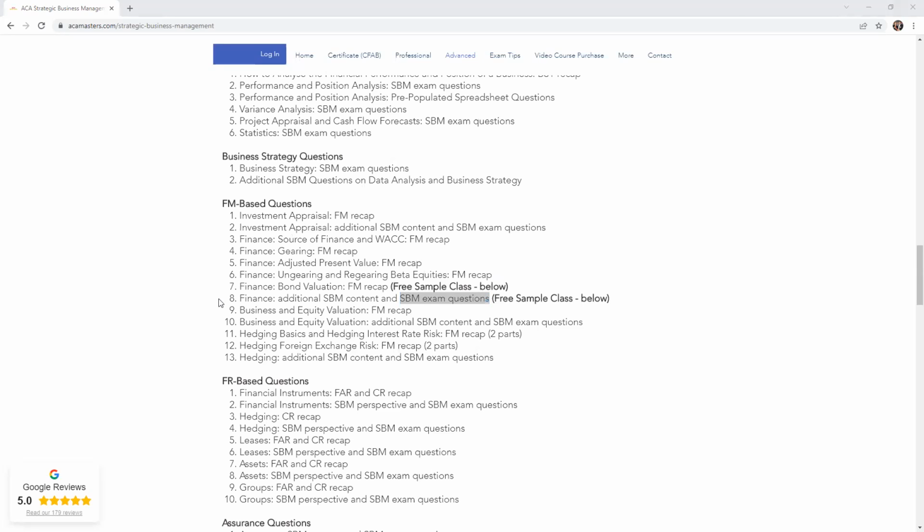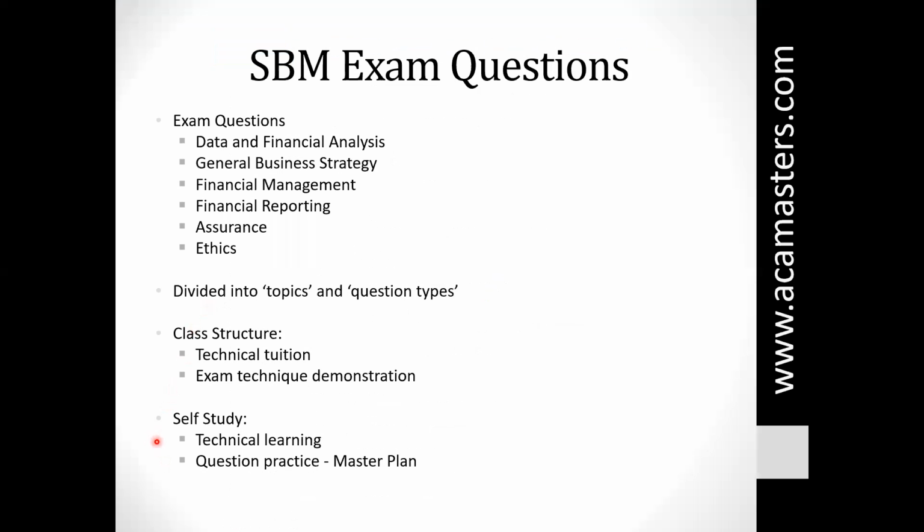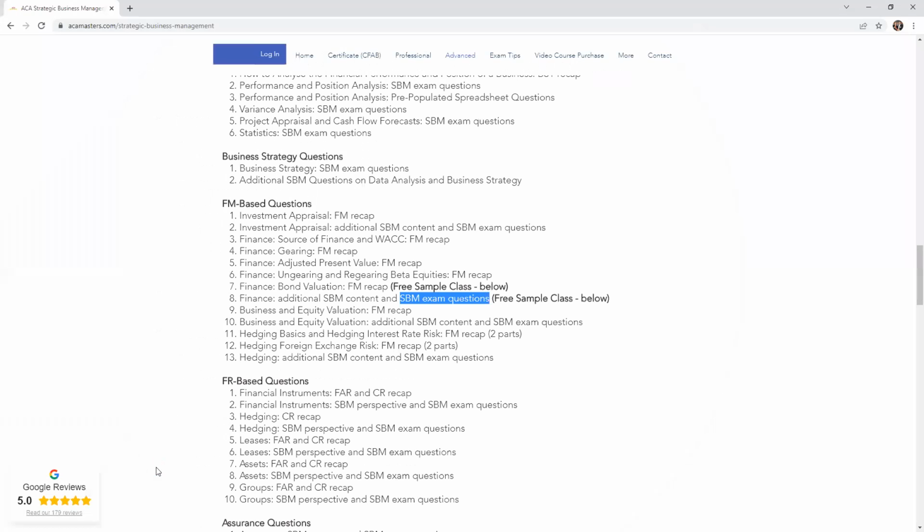You will then go away and practice the questions listed in the master plan so that you can practice that exam technique and master that topic. And then we'll just keep working through the course, topic by topic, mastering one at a time.